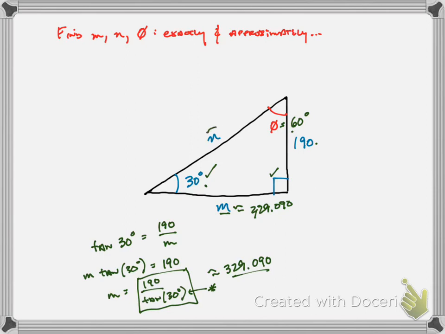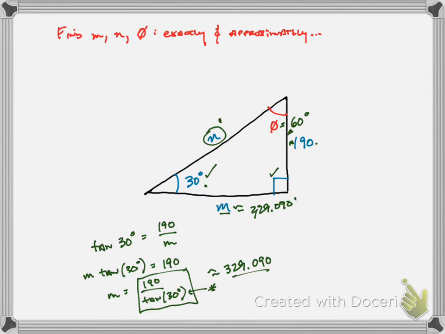Now, in order to solve for n, you have a couple of options. You could certainly use the Pythagorean theorem. You know these two sides, and so a squared plus b squared equals c squared because we have a right triangle. You could also use 30 degrees and opposite 190 and hypotenuse. In that case, you would use the sine of 30. Or you could use your 60-degree angle and use adjacent over hypotenuse. I'll go ahead and use 60 degrees.